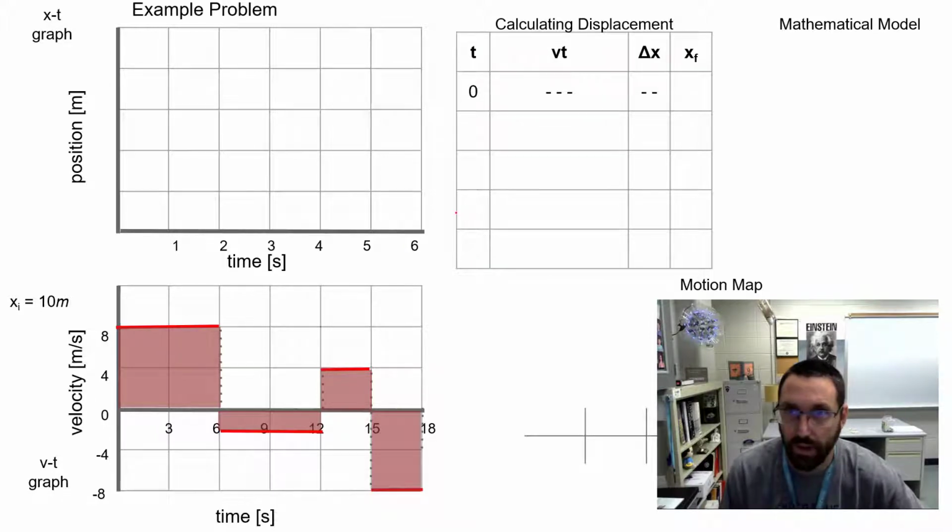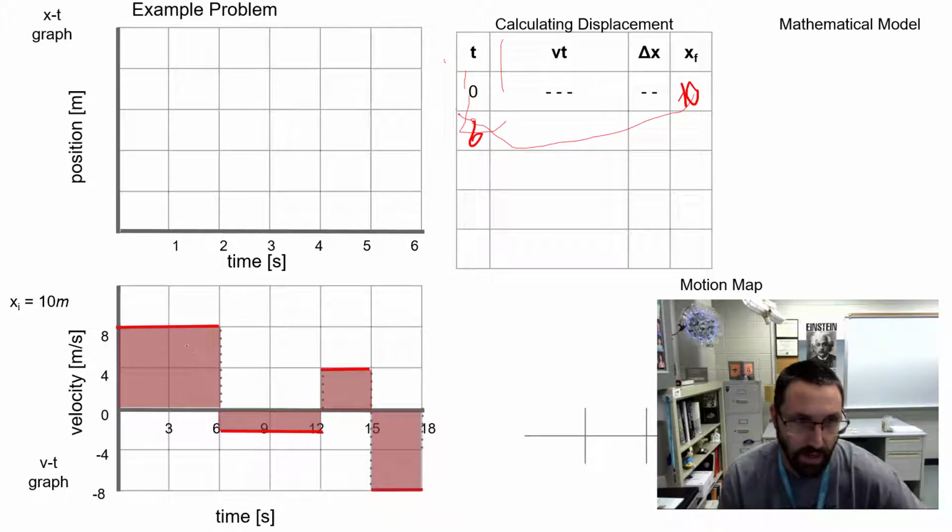And then you need a chart. This is my calculating displacement chart, and so I say at 0 seconds we had an initial position of 10. And then the next section is 6 seconds later. 6 seconds later we were traveling during that time at 8 meters per second.